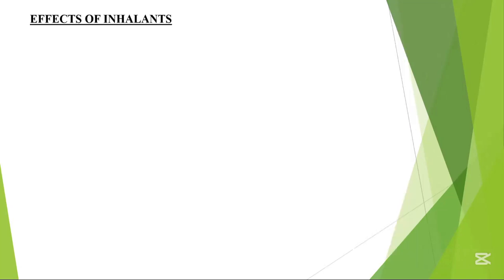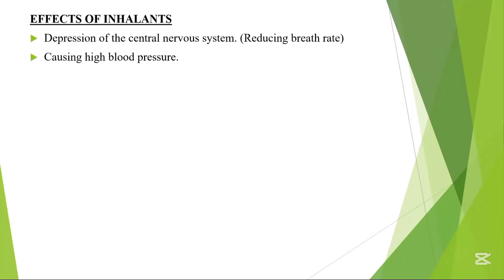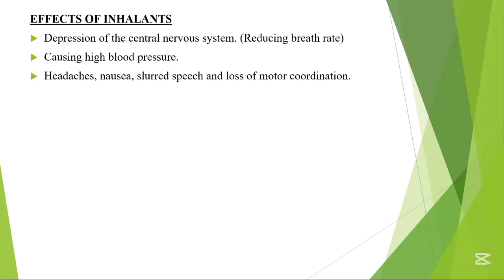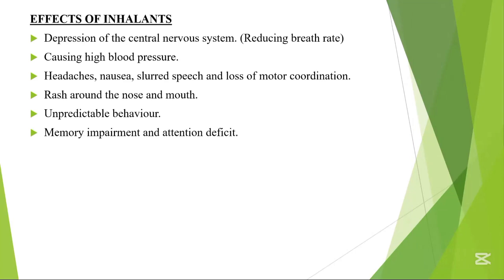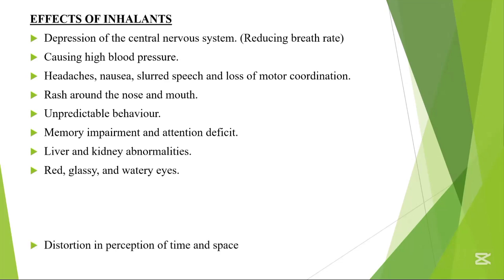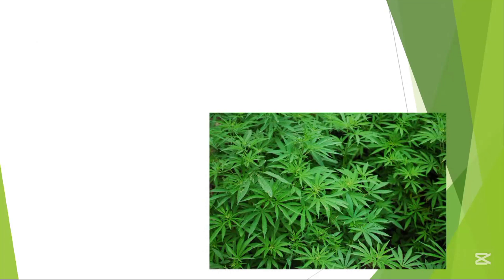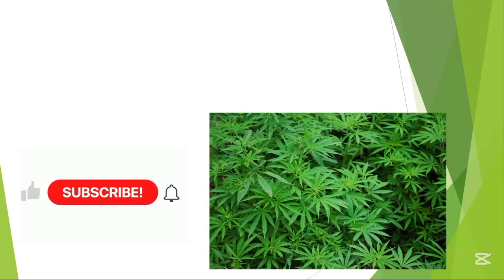Effects of inhalants include depression of the central nervous system, reducing breath rate, causing high blood pressure, headache, nausea, slurred speech, loss of motor coordination, rash around the nose and mouth, unpredictable behavior, memory impairment and attention deficit, liver and kidney abnormalities, red, glassy and watery eyes, distortion in perception of time and space. Now, can someone guess our next drug or substance commonly abused just by looking at that plant?